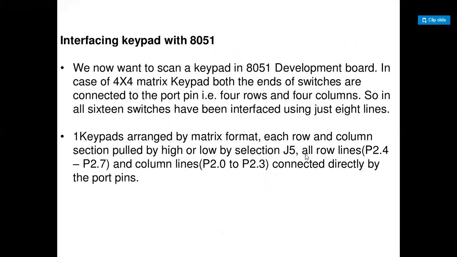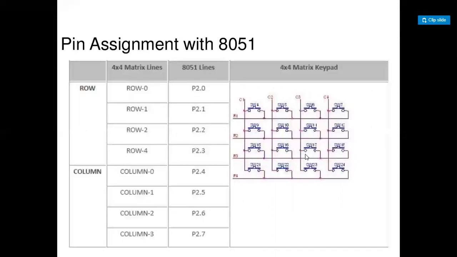Now, interfacing the keyboard with the 8051 is like we want to scan a keyboard on the 8051 development board. In the case of a 4 by 4 matrix, both ends of the switches are connected to the port pins, with 4 rows and 4 columns. So all 16 switches have been interfaced using just 8 lines. The keyboard is arranged in matrix format, each row and column section pulled high or low by section J5, and all lines of P2.4 to 2.7 and the column lines P2.0 to 2.3 are connected directly to the port pins. You can see this.